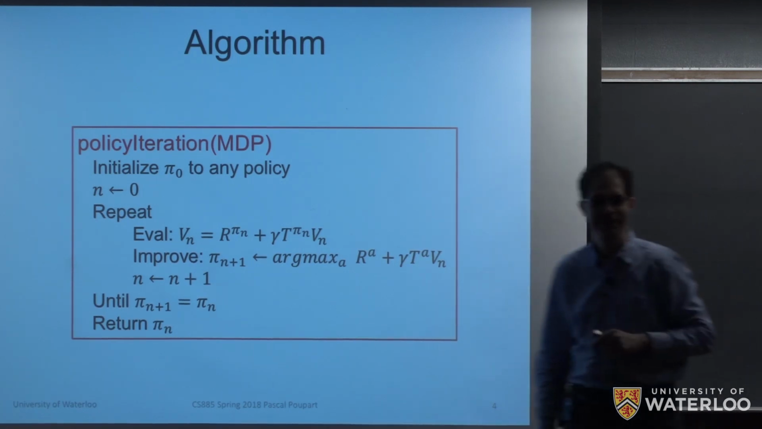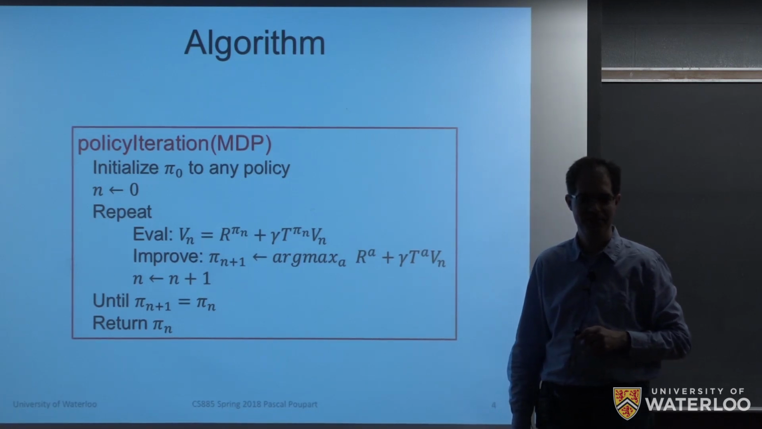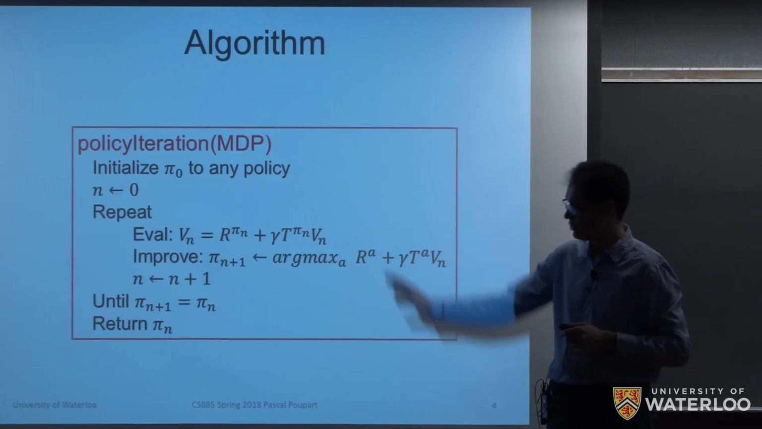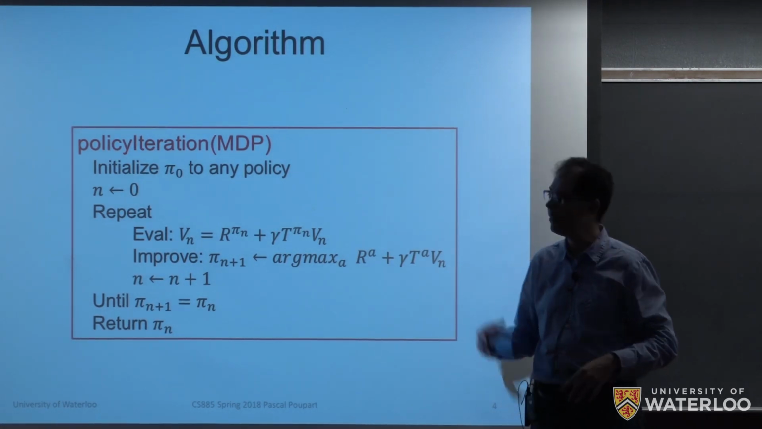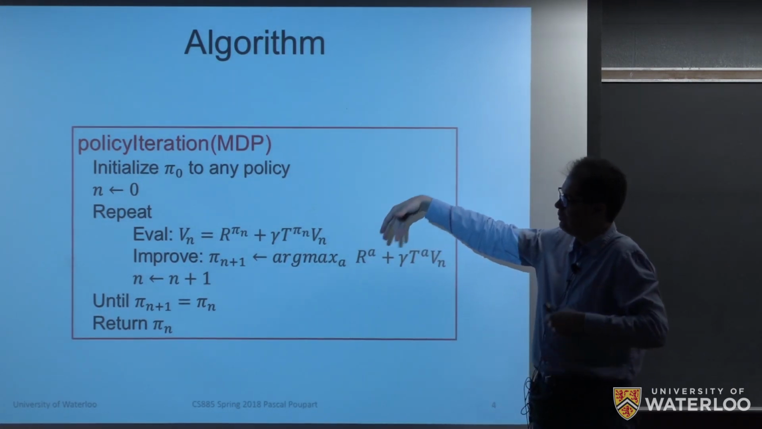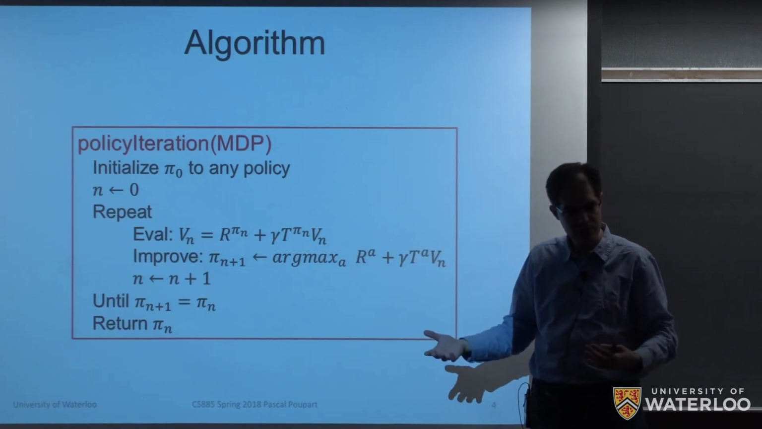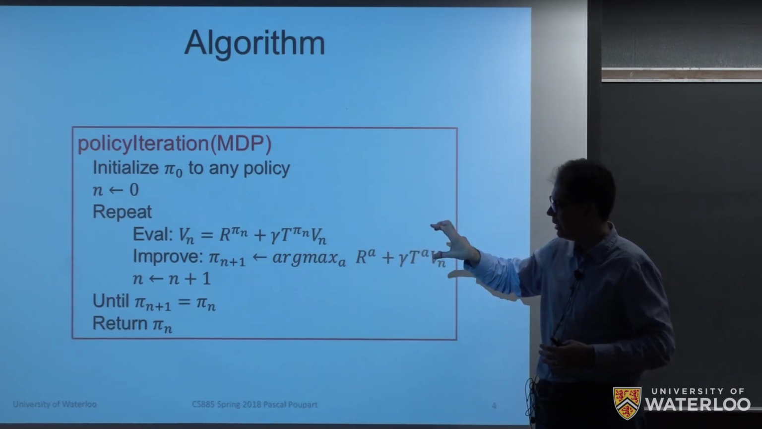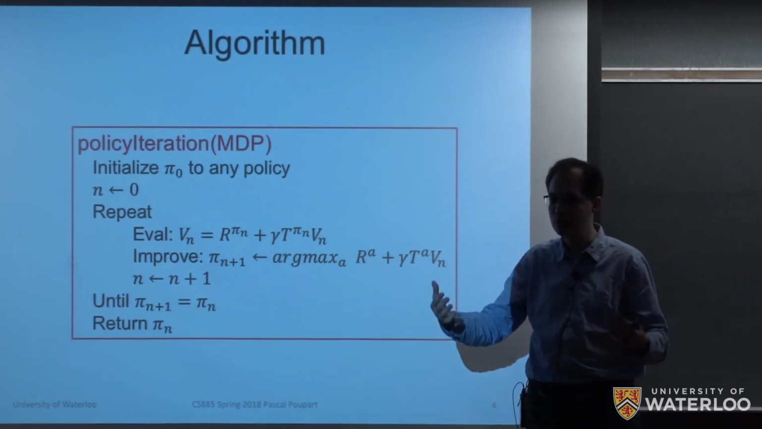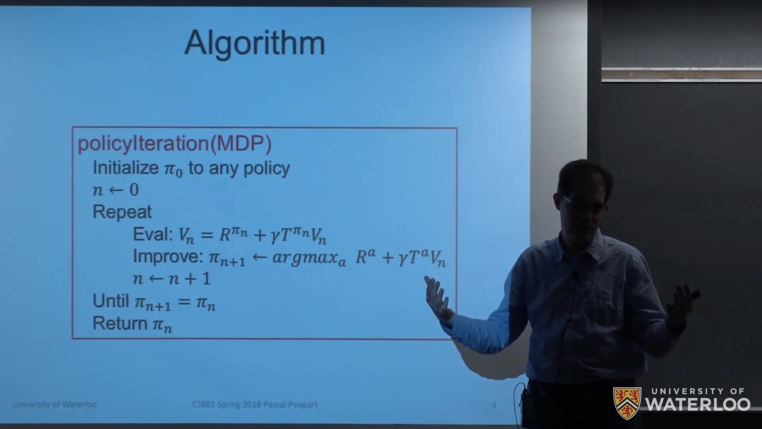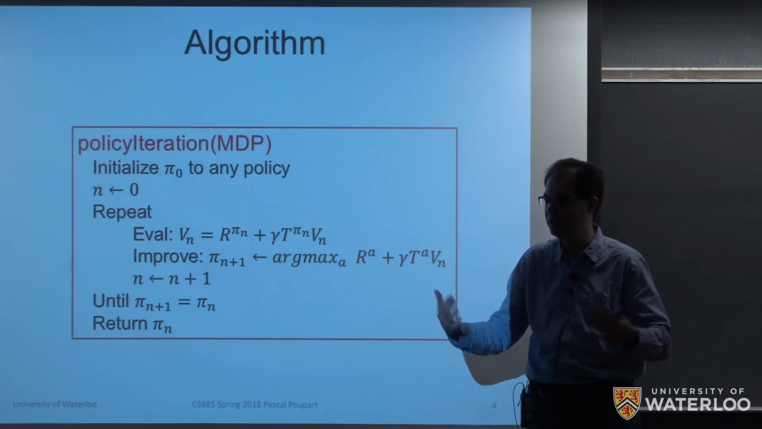Sorry, you said this will always converge, so we can't get stuck in a local minimum? That's right. This is beautiful because we do not get stuck in a local optimum. In fact, if you want to view this from an optimization perspective, we can write the optimization of a policy as a linear program, and this is obviously convex, so it will converge.